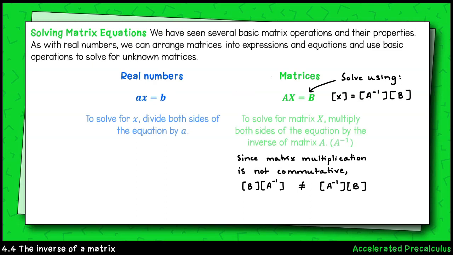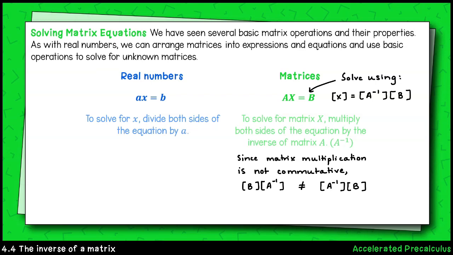Last, we want to look at how we can solve some simple matrix equations using inverses. In the real number world, we see equations all the time. For example, if we have A times X equals B, to solve for X, we would just divide both sides of the equation by A. In the world of matrices, we effectively do the same thing. Instead of dividing, we multiply by the reciprocal, which is the inverse matrix in this situation.